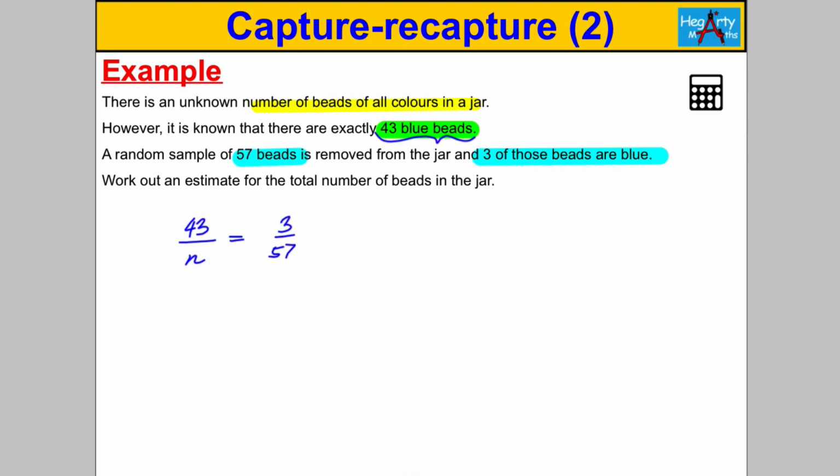And solving for n, we would get 43 multiplied by 57 is equal to 3n, dividing by 3, 43 multiplied by 57 over 3 is going to give us n. So calculators allowed, 43 multiplied by 57 divided by 3 would give us 817. So n is equal to 817 beads in the jar.